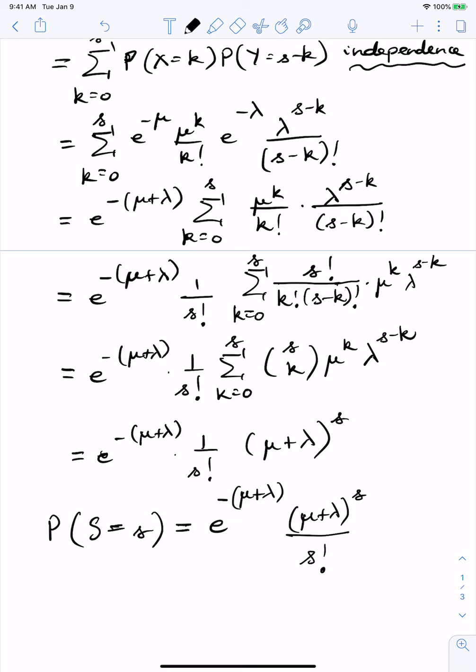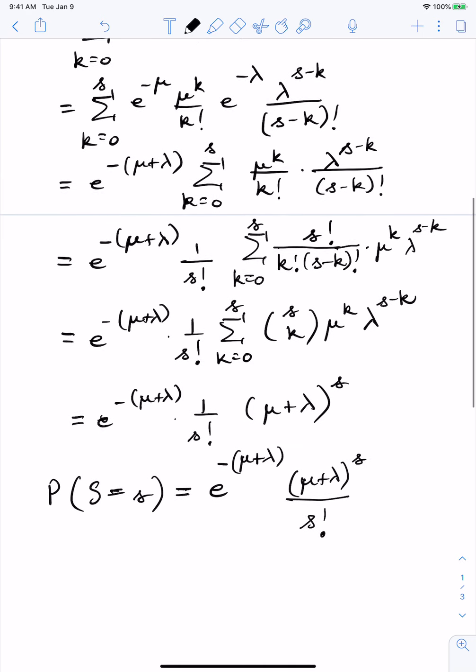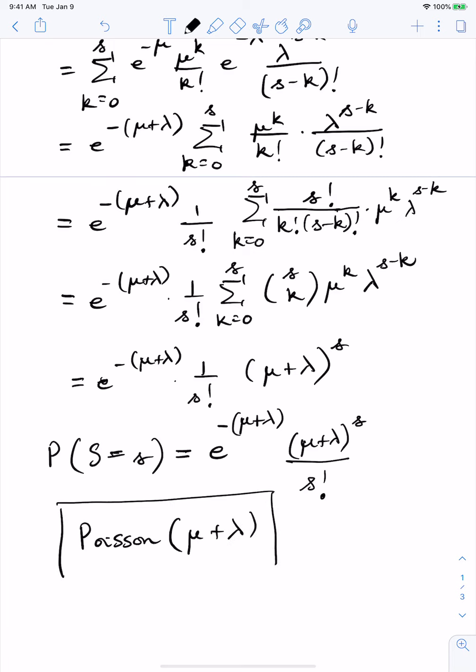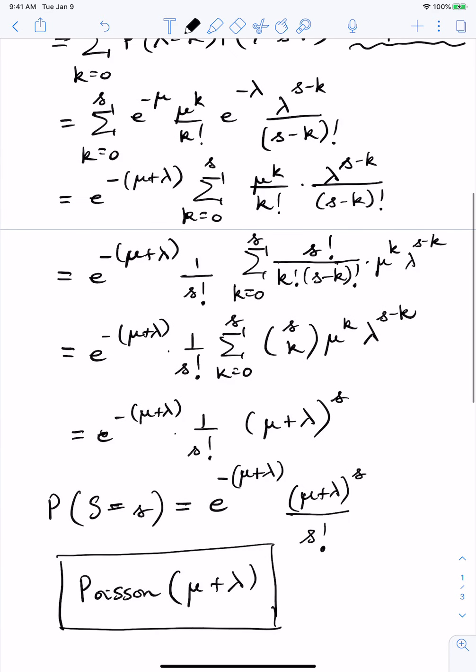Do you recognize the distribution of capital S? e to the minus something, something to the power the value, divided by the value factorial. That's exactly right. S has the Poisson distribution with parameter mu plus lambda. You've just shown that the sum of two independent Poisson variables is itself Poisson. That the parameter is mu plus lambda makes all kinds of sense.